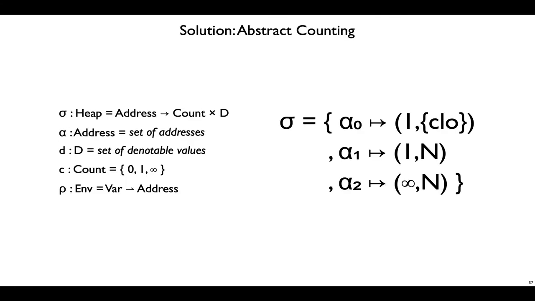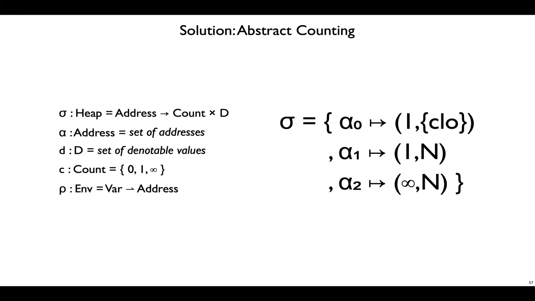Abstract counting is capable of maintaining whether each abstract allocation corresponds to 0, 1, or multiple concrete allocations, represented here by 0, 1, and infinity, respectively. On the right is a heap enriched with abstract counting. Alpha naught maps not only to a set of closure values, but also to an abstract count of 1, indicating that this abstract allocation corresponds to one specific concrete allocation.